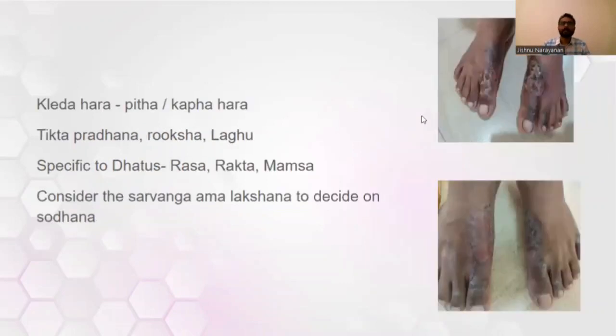So here the drug should be Kledahara, it should be Pitta Kaphahara in nature, it should be Tikta Pradhana, and Ruksha Laghu Aushadhas should be selected. And the Aushadha can be selected specific to which Dushya is involved. If it is more Rasa involvement, then the Aushadha can be selected accordingly. So all these tricks can be tried out in the clinic.